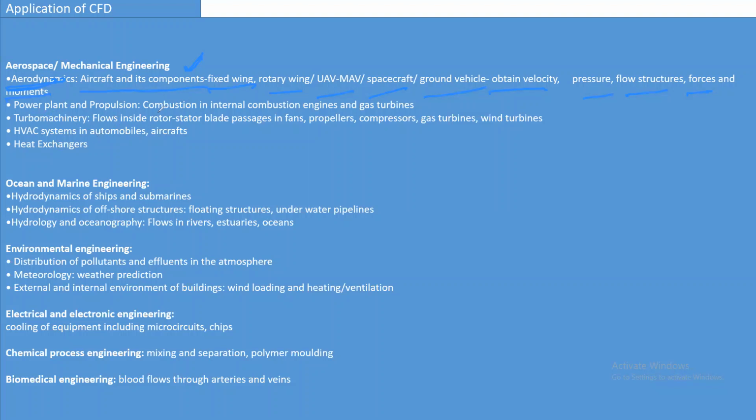In the power plant also you can use it, in combustion. It is used in internal combustion engines and gas turbines. In all those things it is used. These are pretty simple examples only that I have given. When I share the slides with you, you can go through them. If you have any doubt or any point, you can tell me and I can tell you how they are used there.